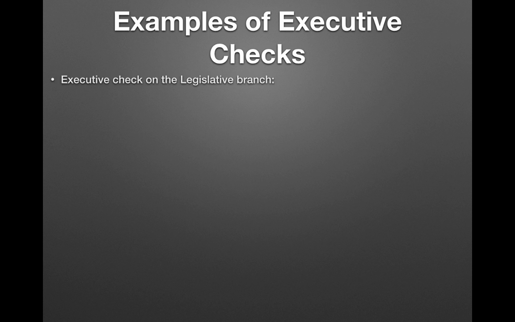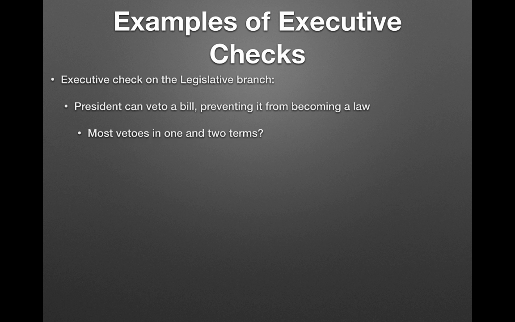So the executive check on the legislative branch, well, if the president doesn't like a bill that the House passes, they can veto it, thus preventing it from becoming a law. But remember, though, Congress can be like, you know what, dude, we're going to raise you and we're going to override your veto. So who has the most vetoes in both 1 terms and 2 terms as president?